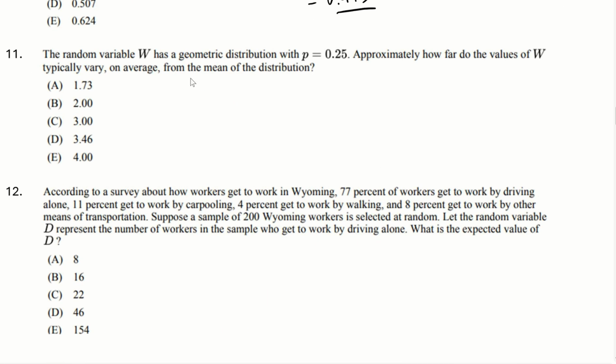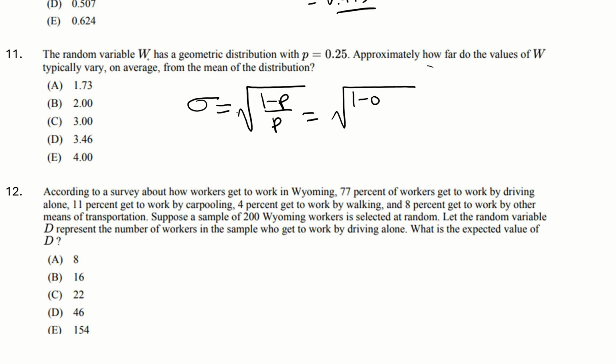All right, number 11, the random variable w has a geometric distribution with p equals 0.25. Approximately how far do the values of w typically vary on average from the mean of the distribution? They're asking you for a standard deviation when they say how far do they vary from average, okay? So the standard deviation of the geometric distribution is the square root of 1 minus p over p. Okay, so we got to calculate that. So the square root of 1 minus 0.25 divided by 0.25.